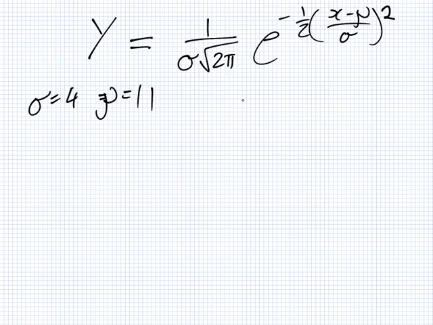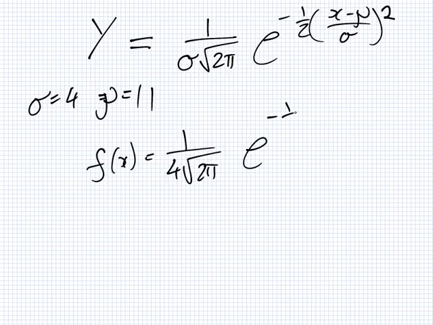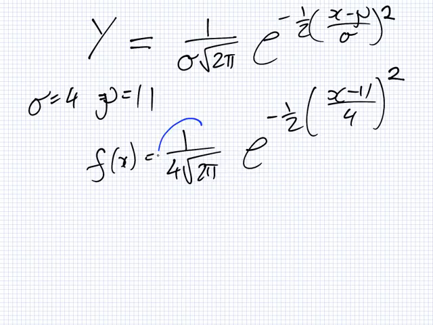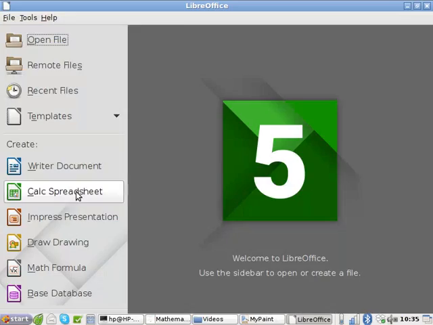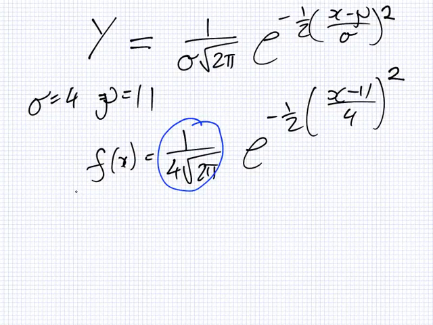Right. So, I want now this formula. f of x equals 1 over 4 root 2 pi e to the minus a half x minus 11 over 4 squared. Fair enough. Okay, so let's start by typing in this part first: 1 over 4 root 2 pi.